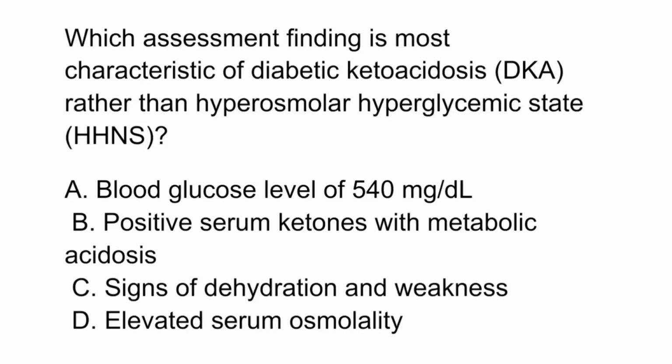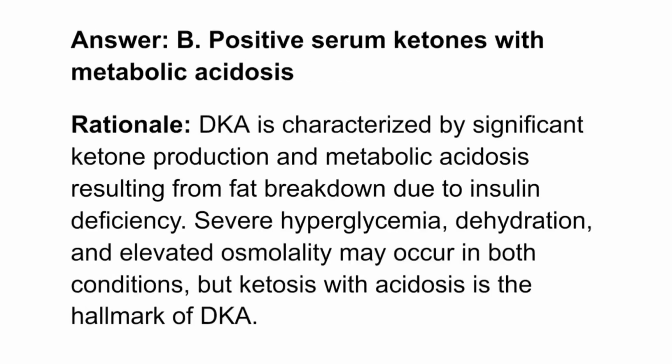Which assessment finding is most characteristic of diabetic ketoacidosis, DKA, rather than hyperosmolar hyperglycemic state, HHNS? A. Blood glucose level of 540 mg per deciliter. B. Positive serum ketones with metabolic acidosis. C. Signs of dehydration and weakness. D. Elevated serum osmolality. Answer: B.